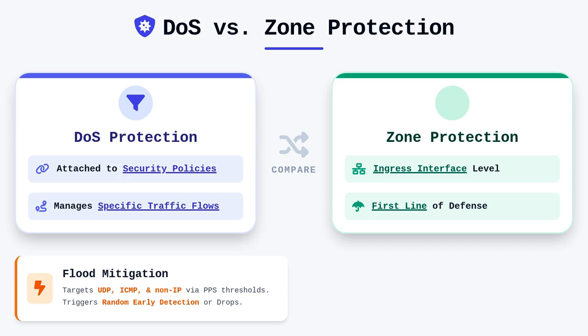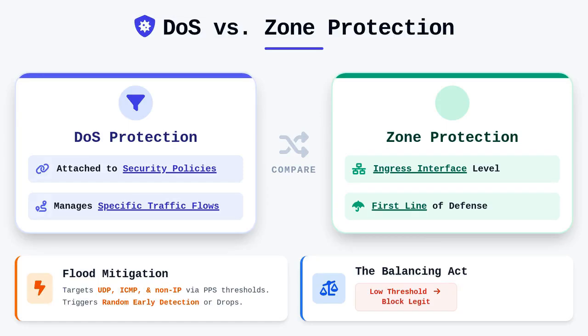anomaly for your environment. When these thresholds are breached, the firewall enters a state of restricted processing, often utilizing random early detection or simply dropping the offending packets. It is a balancing act. Setting thresholds too low will block legitimate traffic, while setting them too high leaves the infrastructure vulnerable to volumetric exhaustion.